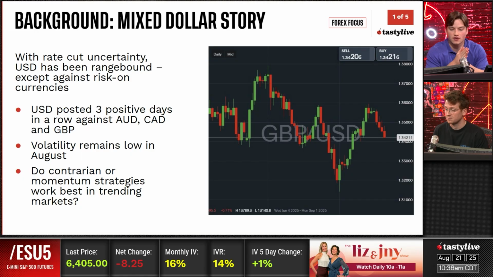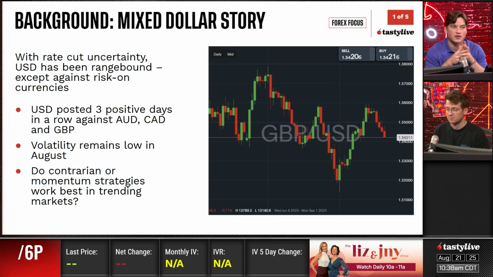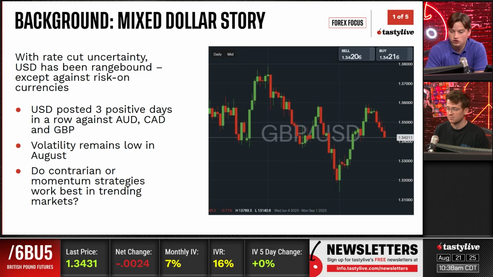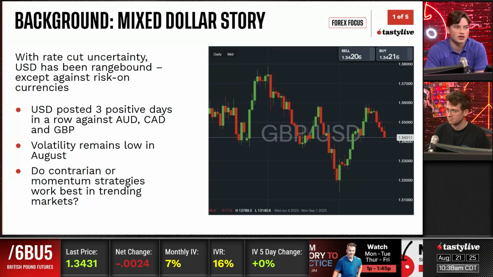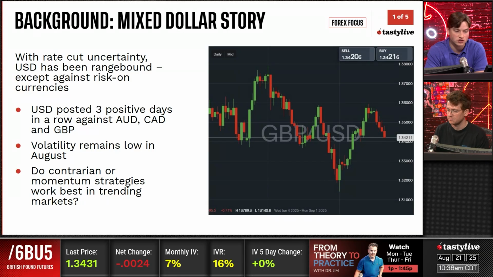But we have seen some trending moves against risk on currencies. This week, we've seen the US dollar posting 3 consecutive up days against the Australian dollar, Canadian dollar, and even the Great British Pound, and the New Zealand dollar as well, with a high correlation to the Australian dollar. So we're seeing some risk off sentiment benefiting the US dollar against those pairs, but not against some of those historic safe havens like yen and Swiss franc, as well as volatility in FX remaining on the lower side in August, a slower month than we've seen, especially at the beginning of the year with all of those tariff talks.